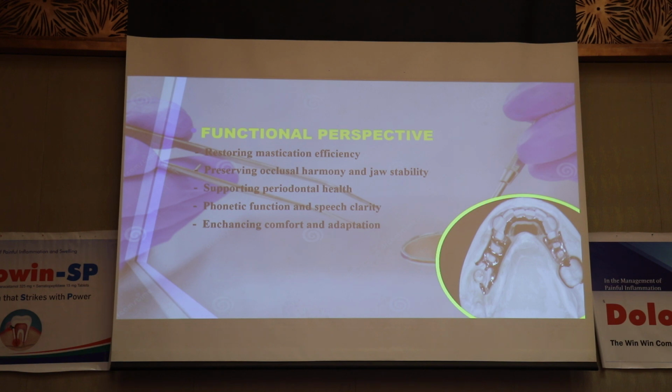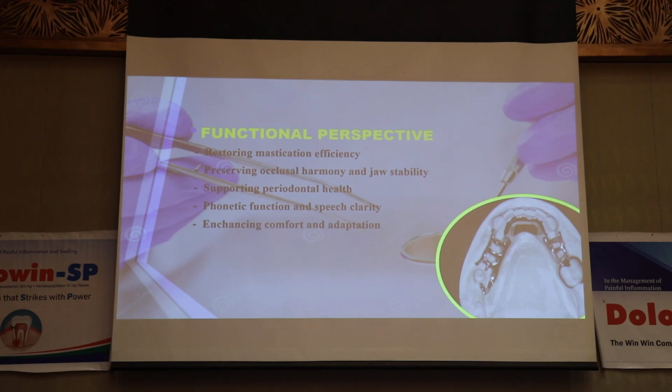So again, the functional prospects, why do we have to check? When you are going to deliver any kind of denture prosthesis, you have to ask whether the patient can chew well and eat well. So, restoring the mastication efficiency, then occlusal harmony.